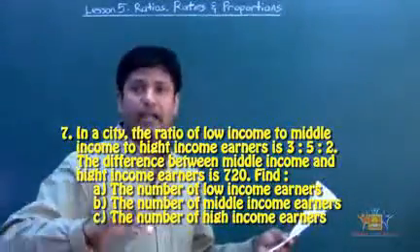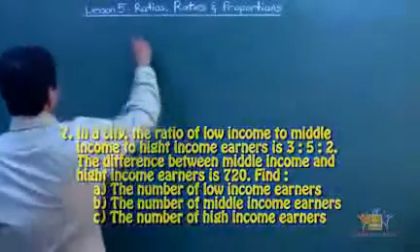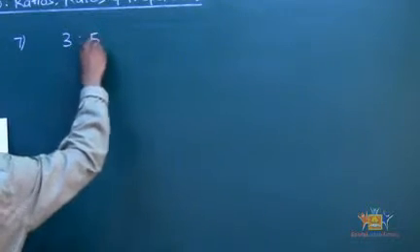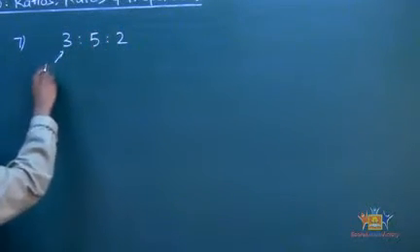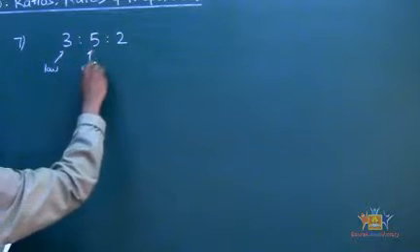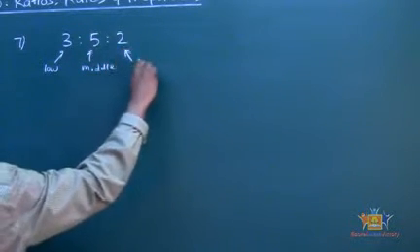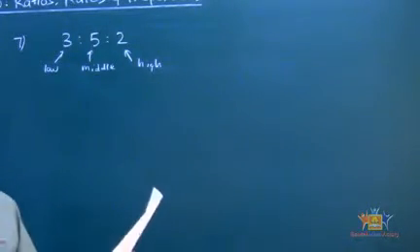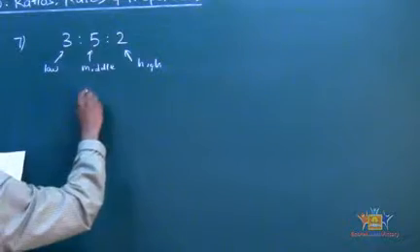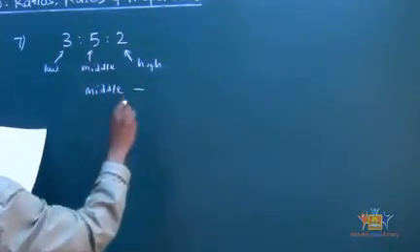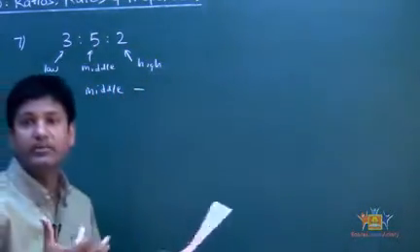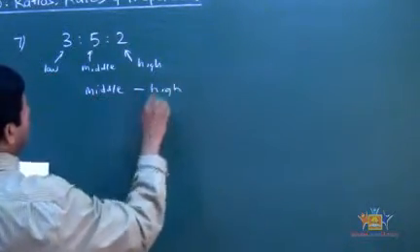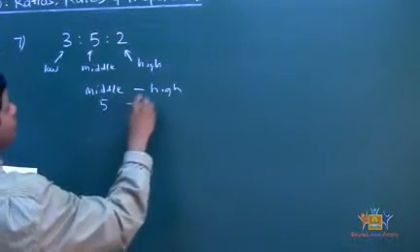So question 7 talks about 3 different income earners, which are low income, middle income, and high income. And the ratio given was 3 to 5 to 2. This is the low income, this is the middle income, and this one is the high income earners. They say the difference between the middle income minus the high income, because the difference means you're subtracting middle income with the high income, which means 5 minus 2, which is what?